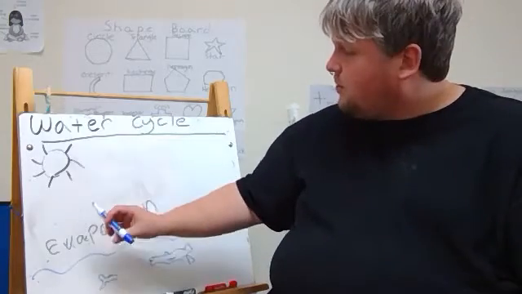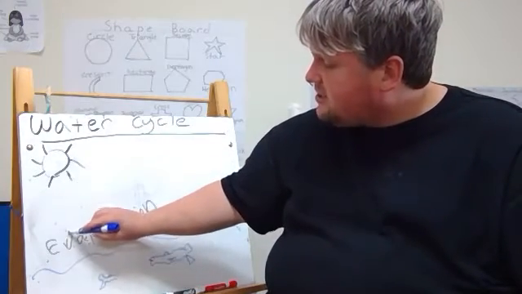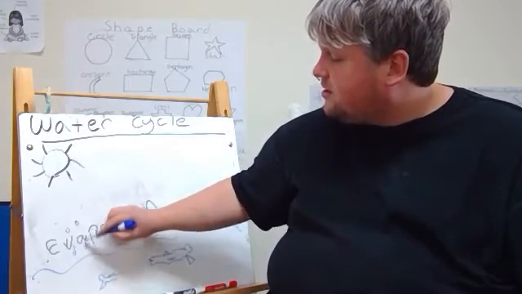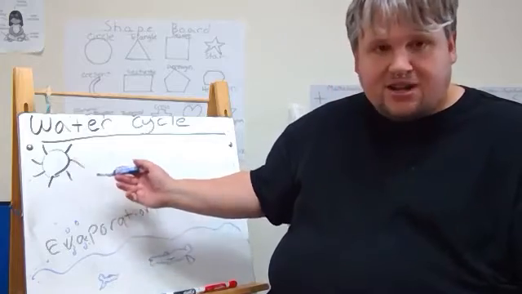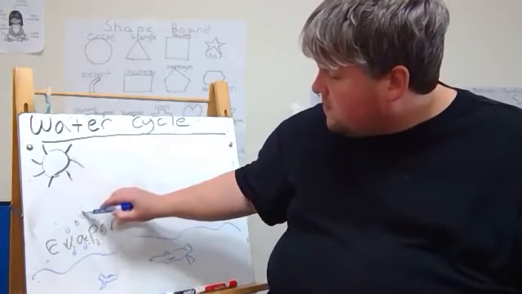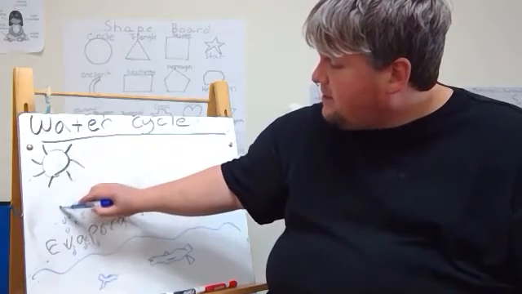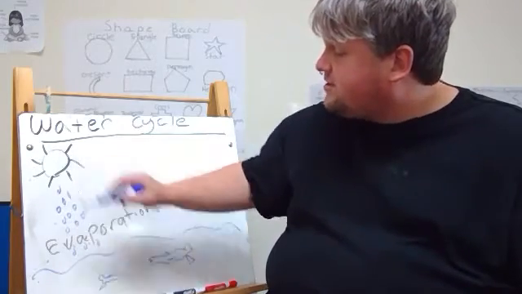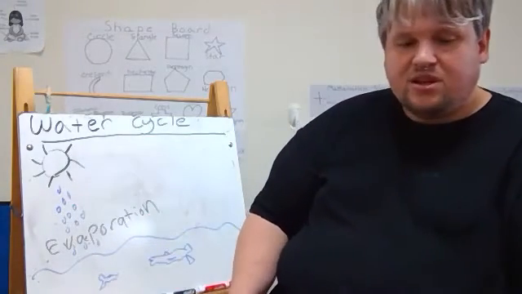And that is when the sun heats up the water from a body of water, such as a lake, river, stream, or ocean, and causes it to form itty bitty little droplets that rise up into the sky.